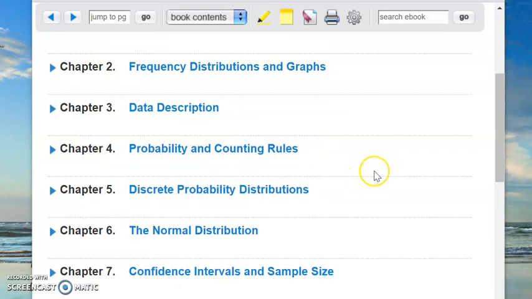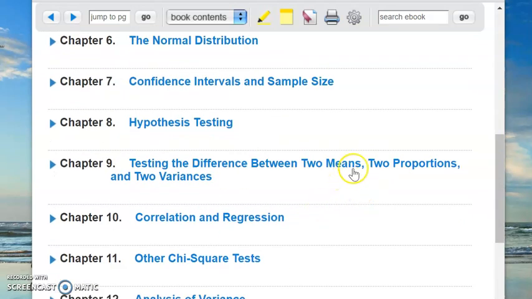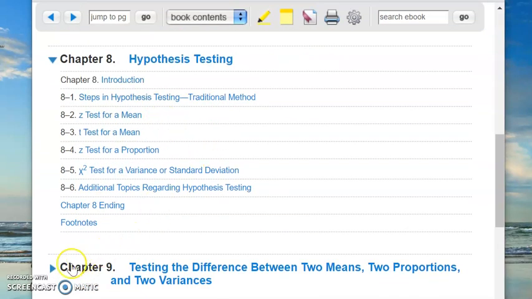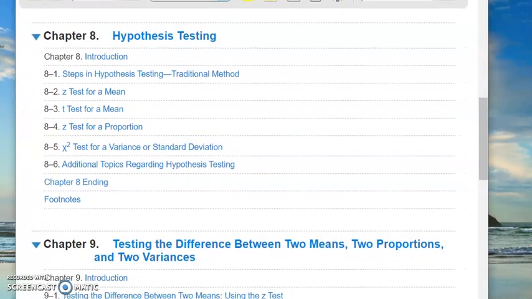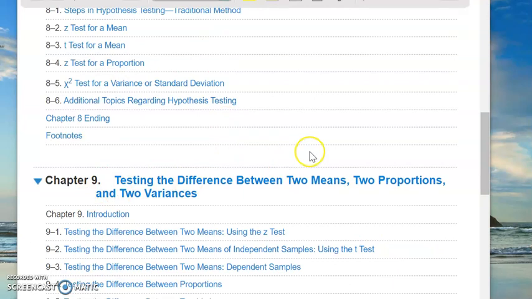However, before I get actually started on Chapter 8, I want to compare and contrast and interrelate Chapter 8 and Chapter 9. In my experience, people get this so confused, and one of the reasons is because they seem so similar. Okay, so let's take a look here at the table of contents just to get an overview. In Chapter 8, we're talking about hypothesis testing. Chapter 9, we're talking about hypothesis testing, even though he doesn't use the words hypothesis testing in the chapter.